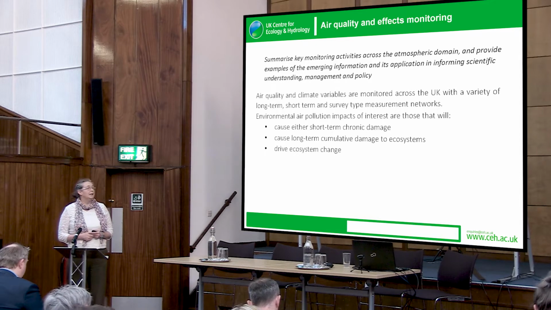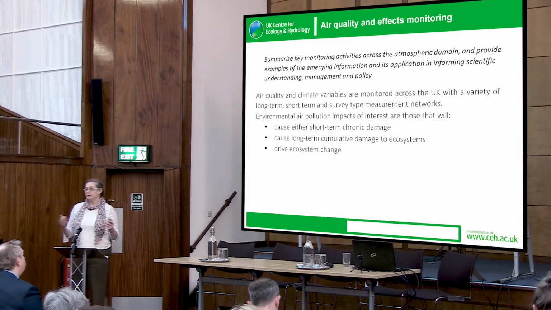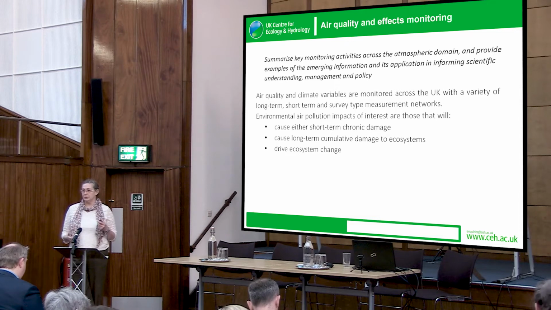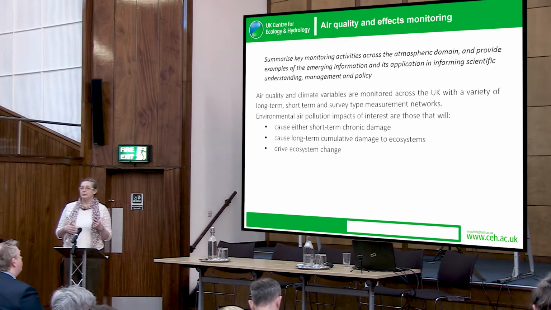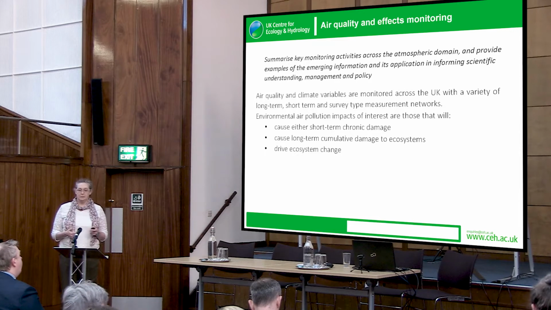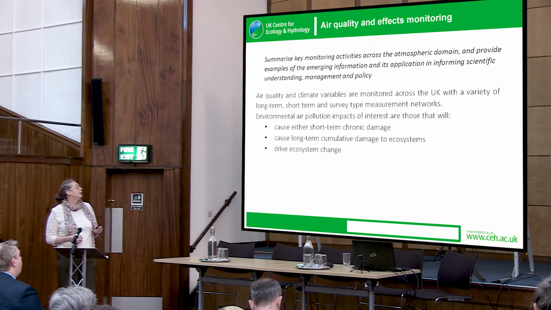Air quality and climate variables. Air covers both what we would term climate pollutants, so your carbon dioxide, your nitrous oxide, but also your air quality pollutants, things which have a direct impact on human health or ecosystem health. So we're talking about sulfur dioxide, acid rain, which is now thankfully mostly solved, but through to your nitrogen pollutants, your ozone, your particulate matter.